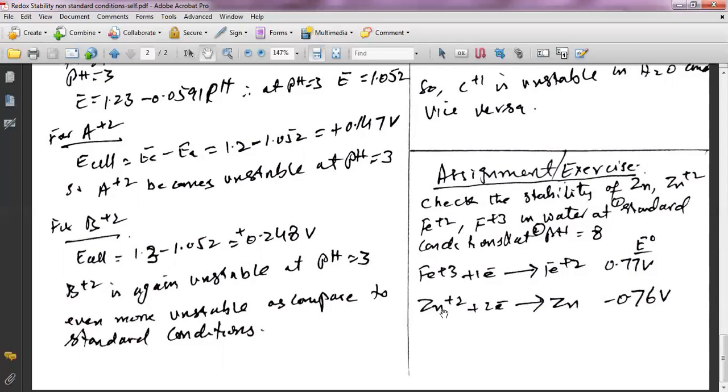So these are really applied in nature, and this exercise will help you to understand the electrochemistry in detail. And of course, you will be using it in your research work as well.